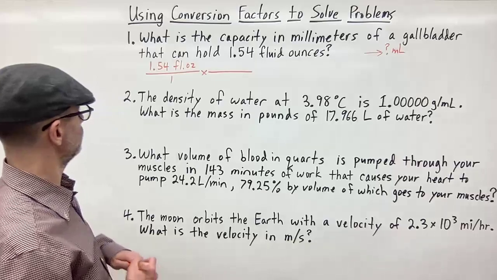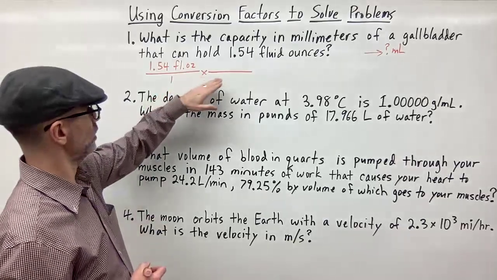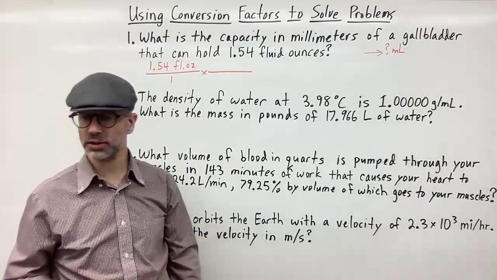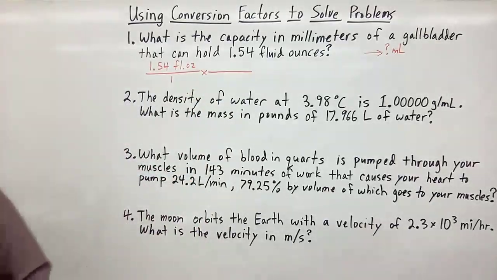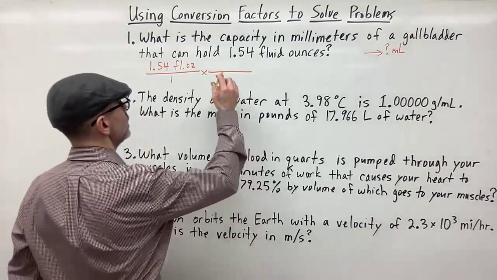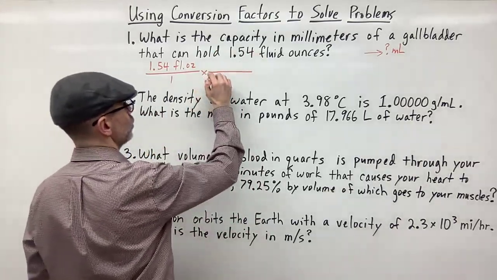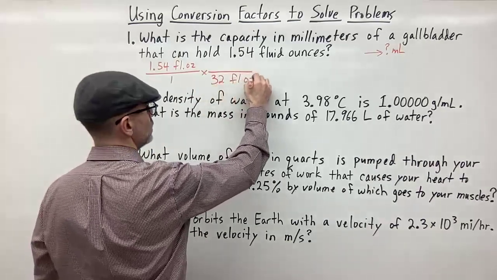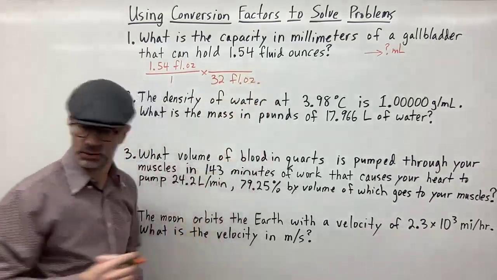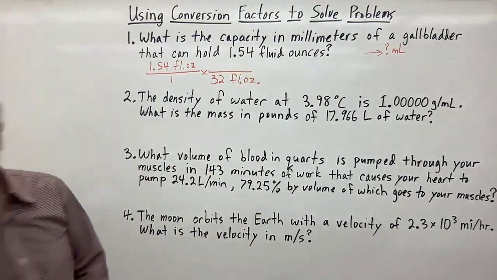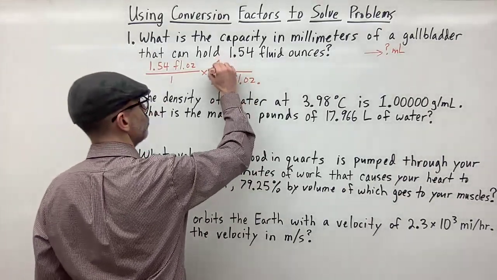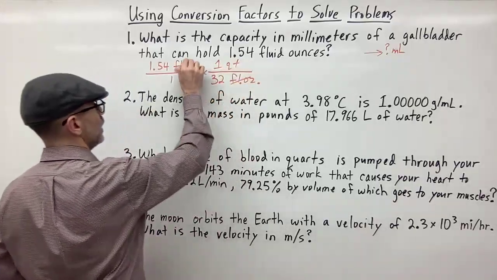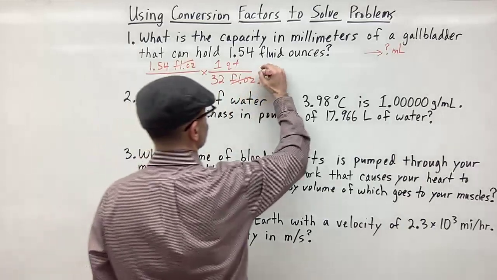So if we start with fluid ounces, well, if we know fluid ounces, we can relate that to quarts. So 1 quart is equal to 32 fluid ounces. So we could put 32 fluid ounces on the bottom. Let me make sure I got that right. Yep. And 1 quart on the top. So fluid ounces will cancel out. And now we have quarts.